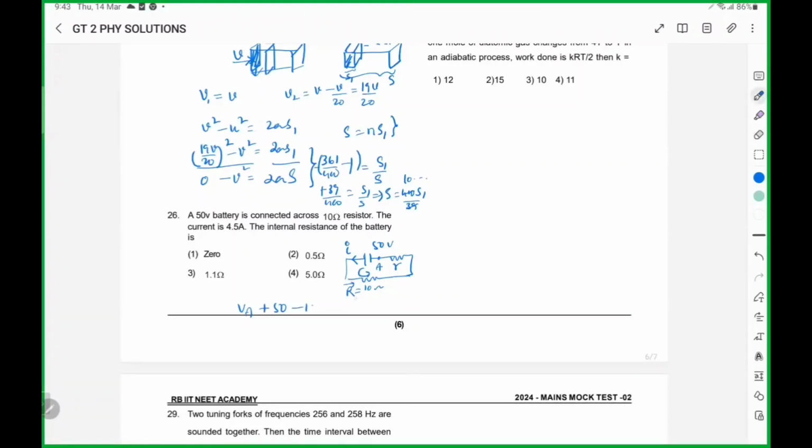50 minus 10I minus RI is equal to V. So 50 is equal to (10 plus R) into I. I, he has given as 4.5, so 4.5 I here, I will be 50 by 45. 10 by, so R is 1.1 ohms.